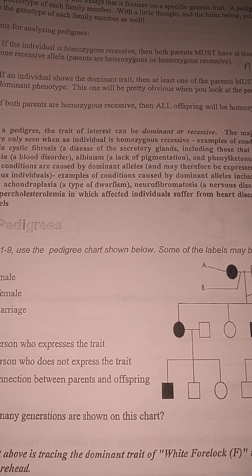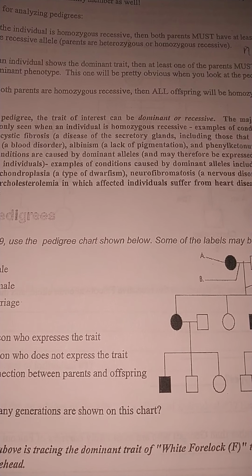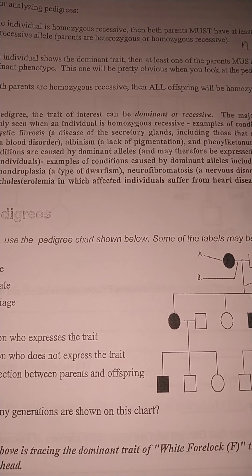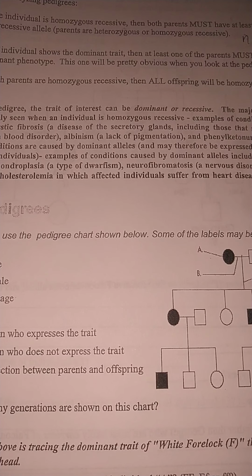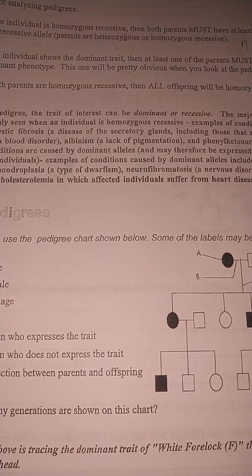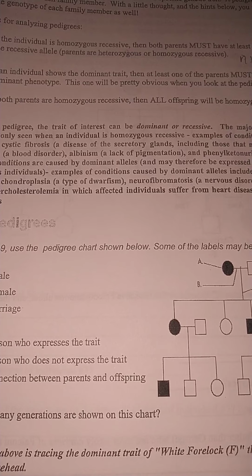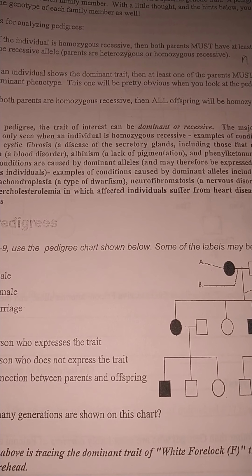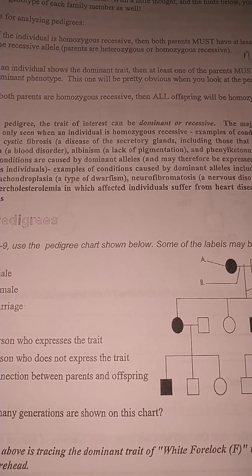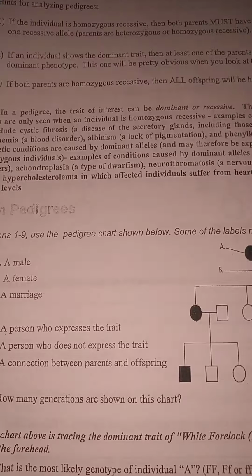Some genetic conditions are caused by dominant alleles and may therefore be expressed in the homozygous dominant or the heterozygous individuals. Examples of conditions caused by dominant alleles include polydactyly, which is the presence of extra fingers, achondroplasia, which is a type of dwarfism, neurofibromatosis, which is a nervous disorder, and familial hypercholesterolemia, which affects individuals suffering from heart disease due to abnormally high cholesterol levels.